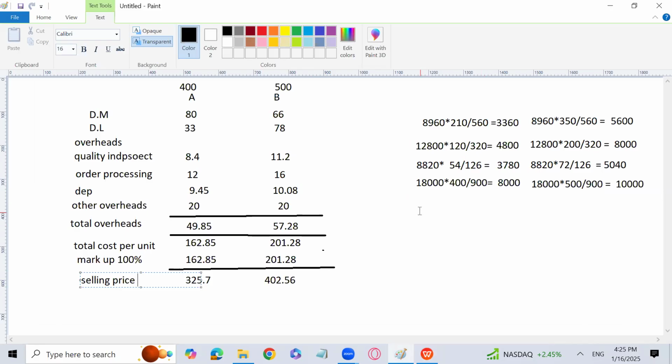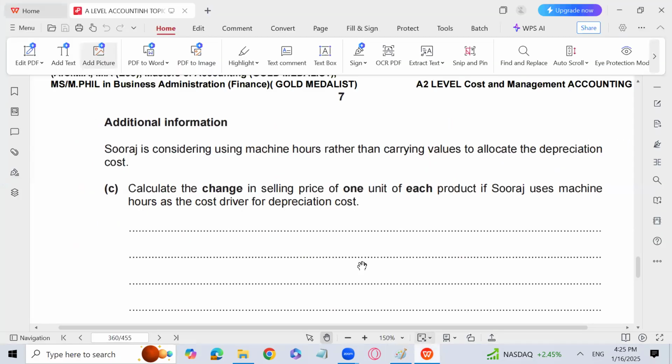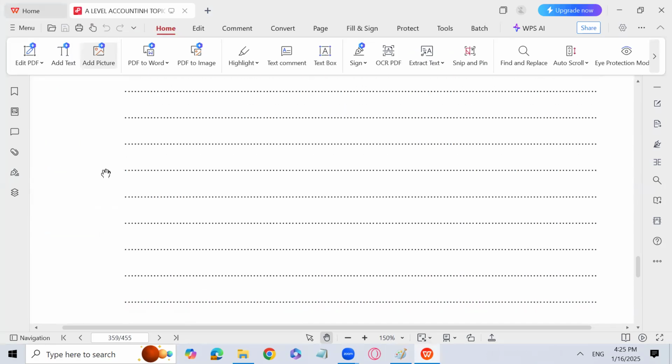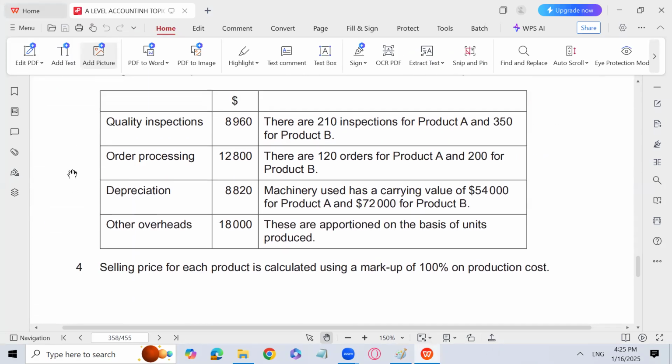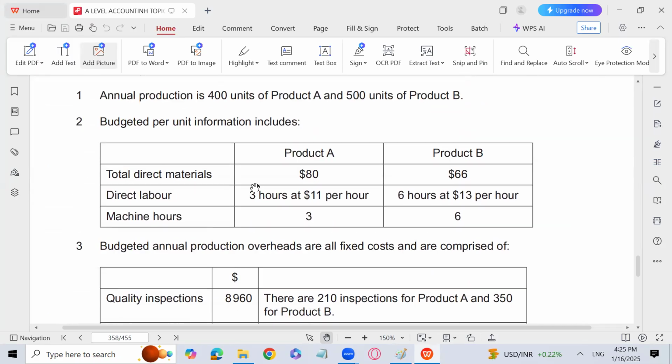So let's see. Depreciation amount is 8820, right? Let's go back. Depreciation amount is 8820, and the machine hours we have to calculate first. So product A machine hours are 400 into 3, that is 1200. And for product B, 500 into 6, that is 3000. And the total is going to be 4200, right?